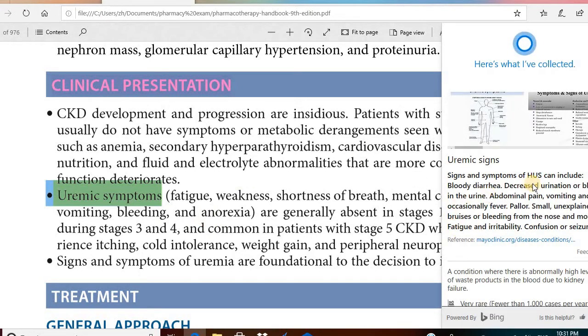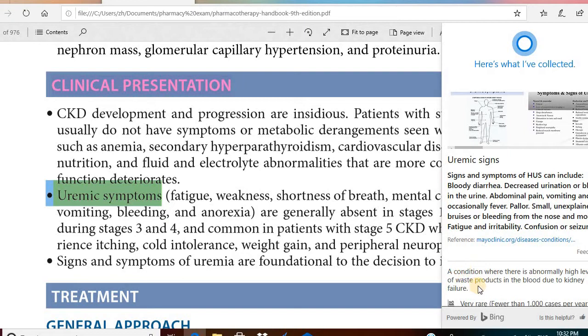So, signs and symptoms of HUS can include bloody diarrhea, uremic signs, decreased urination or blood in the urine, abdominal pain, vomiting, and occasionally fever, pallor, small unexplained bruises or bleeding from the nose and the mouth, fatigue, irritability, confusion, and seizures. So this is all about uremic signs.